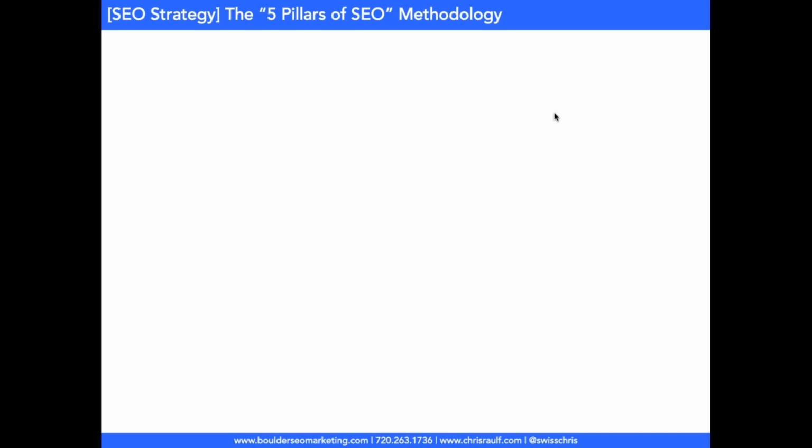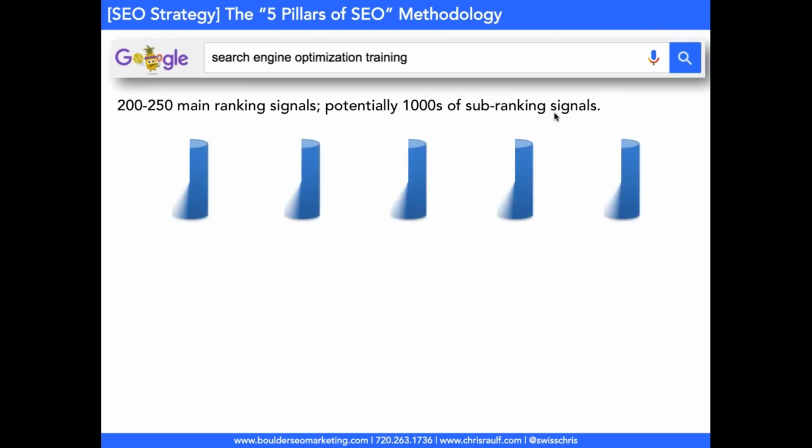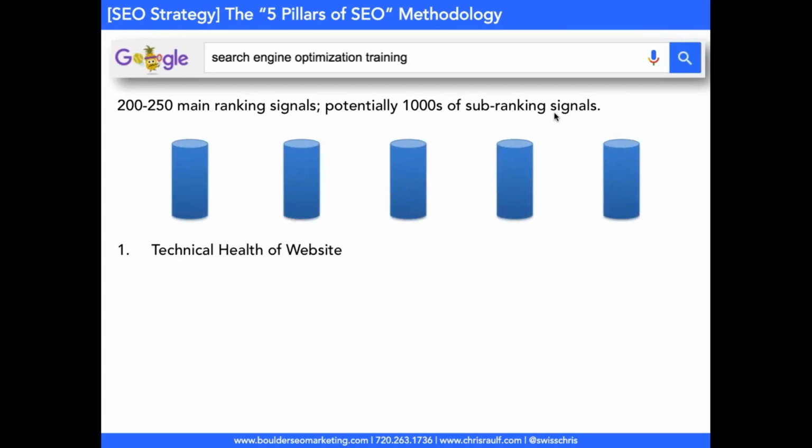All right, let's take a quick look at the 5 pillars of SEO methodology. If you type something into Google, in my case, SEO training is a big keyword for me, Google will run this query through its algorithm, which currently consists of about 250 main ranking signals, thousands of sub-ranking signals. All of these signals can be placed onto one of those 5 pillars or buckets, whatever you want to call it.